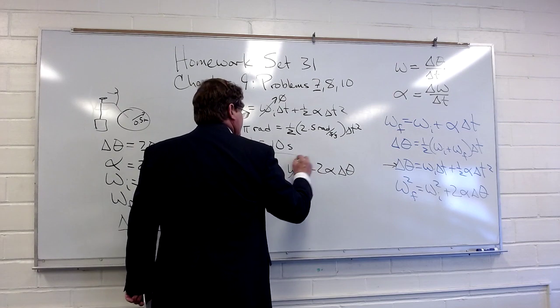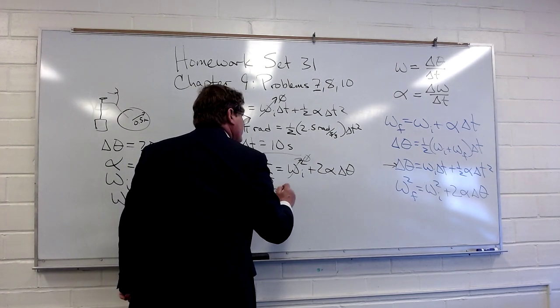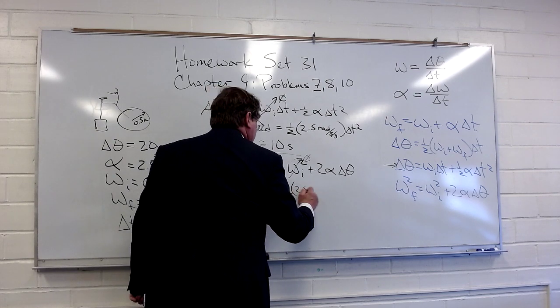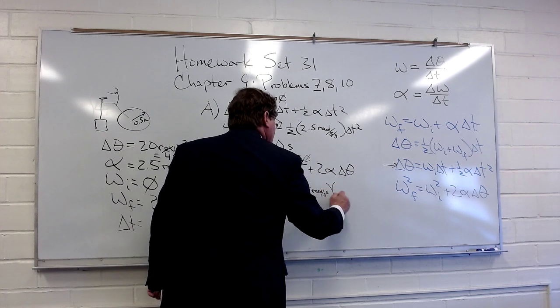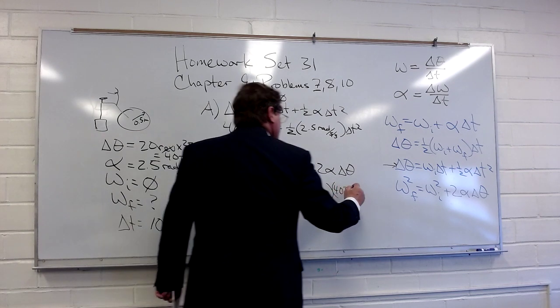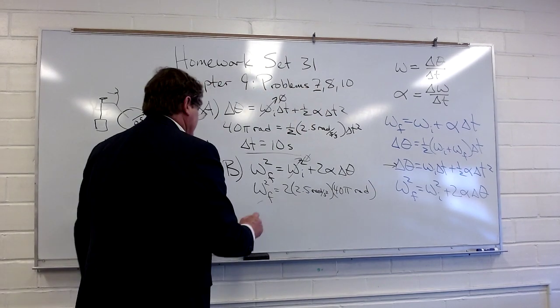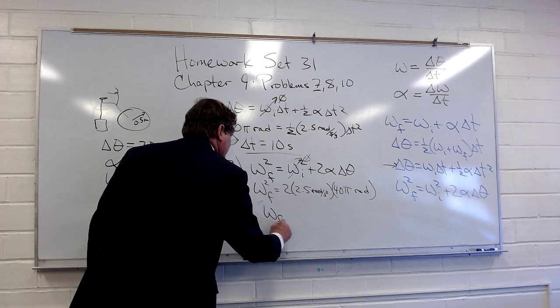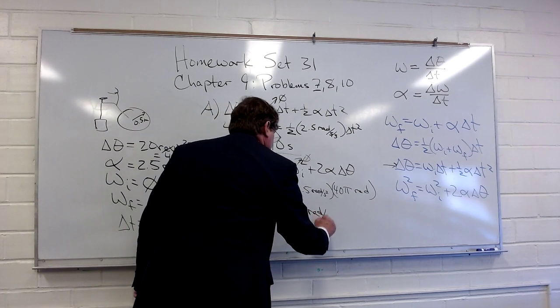So again, this is 0, and what I get is omega final squared is equal to 2 times 2.5 radians per second squared times 40 pi radians. And if I solve that for omega final, I get 25 radians per second.